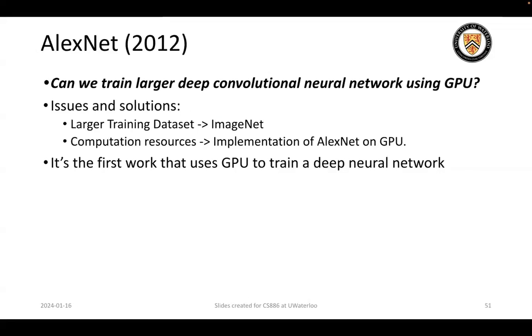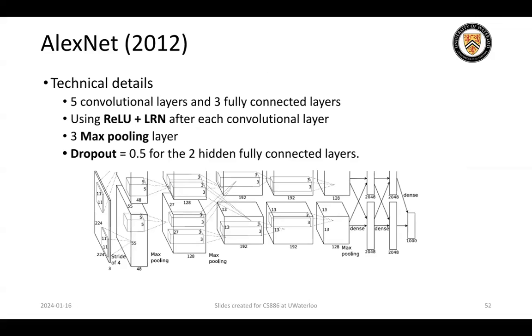Now let's look at another variant called AlexNet, which asks: can we train larger, deeper convolutional neural networks using GPUs? The issue for a larger training dataset, we can simply use ImageNet. In terms of computational resources, we simply implement AlexNet on GPU. This is the first work that uses GPU to train a deep neural network. And here are the technical details.